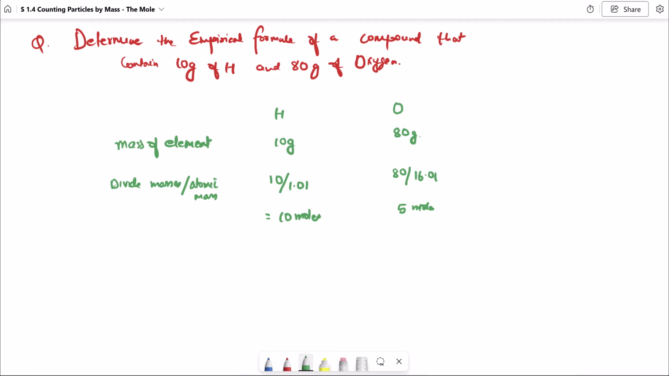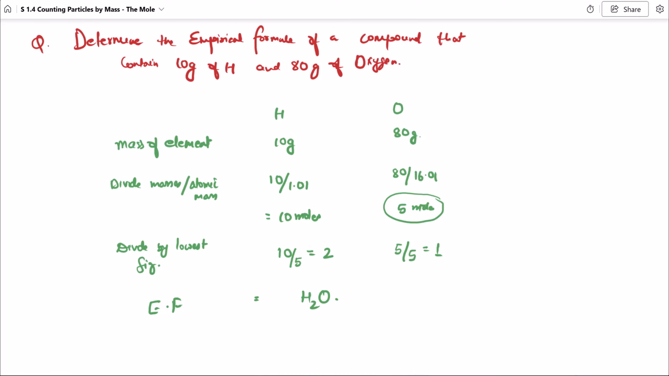Right? So now we have to divide by the simplest. So between 5 and 10, 5 is the least. So now divide by the lowest figure. So lowest figure is 5. So we'll write 10 divided by 5 and 5 divided by 5. Here we will get 2. Here we will get 1. So the empirical formula is H2O. Right?